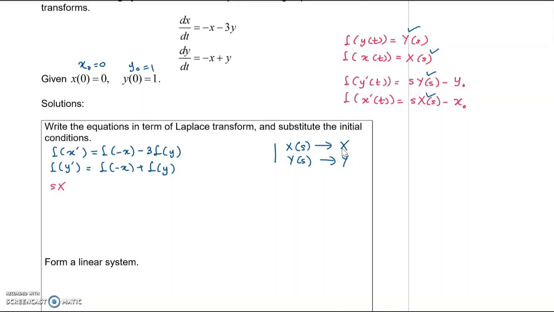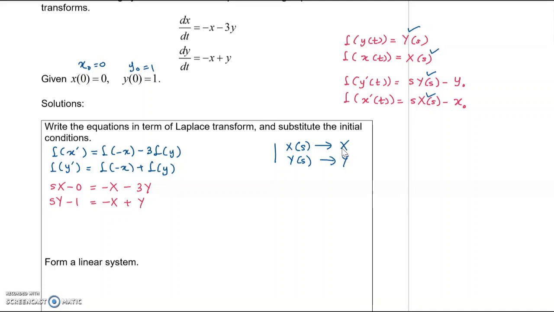So I can put straight away s x minus 0. This equals, at the right hand side, the Laplace of negative x, which can be written as negative the Laplace of x, which is x, minus 3 Laplace of y, which is capital Y. Similarly for y prime, I'm going to have s y minus y naught, and y naught is 1, equals, at the right hand side, negative x plus y.